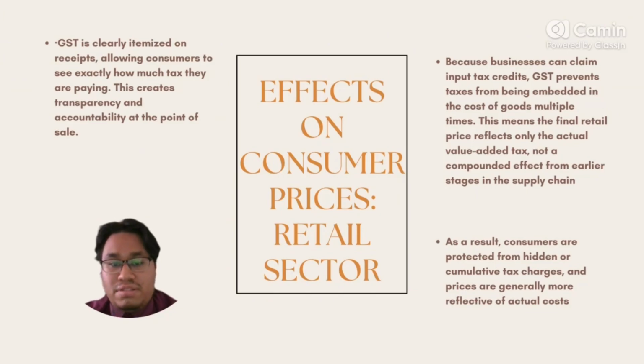So we move on to the effects on consumer prices, which is the retail sector. GST is clearly itemized on receipts, allowing consumers to see exactly how much tax they are paying. This creates transparency and accountability at the point of sale. Businesses can claim input tax credits. GST prevents taxes from being embedded in the cost of goods multiple times. This means the final retail price reflects only the actual value-added tax, not a compounded effect from earlier stages in the supply chain. As a result, consumers are protected from hidden or cumulative tax charges, and prices are generally more reflective of actual costs.